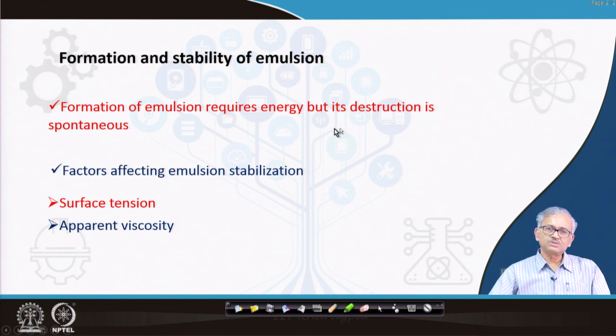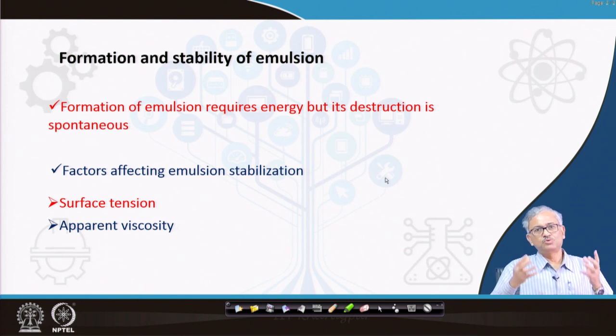So if the viscosity of the emulsion is high, then the downward velocity of the metal droplet will be reduced, so its residence time will increase. So that is one way, because higher apparent viscosity means the residence time of the metal droplet will be higher. Lower surface tension means the total energy of the emulsion will reduce, so its stability will be more.